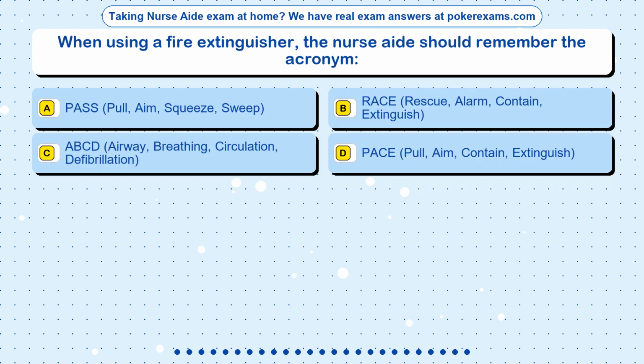Question 3. When using a fire extinguisher, the nurse aide should remember the acronym. Option A. PASS: pull, aim, squeeze, sweep. Option B. RACE: rescue, alarm, contain, extinguish. Option C. ABCD: airway, breathing, circulation, defibrillation. Option D. PACE: pull, aim, contain, extinguish.